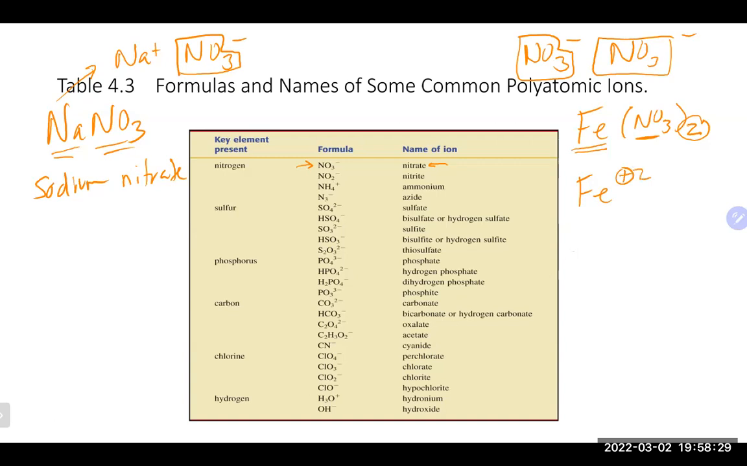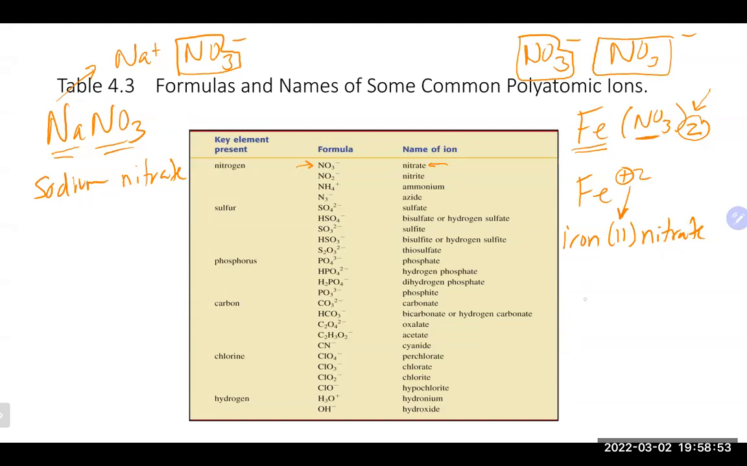And we would name it very much like what we did with type 2. We would go iron, Roman numeral 2 for the charge on the metal. And again, even though there are two of these nitrates, it has no effect on the name. So very much like type 1 and type 2, we would just call it nitrate. Question on that there?